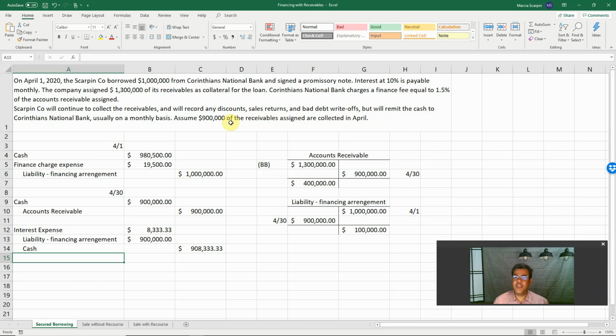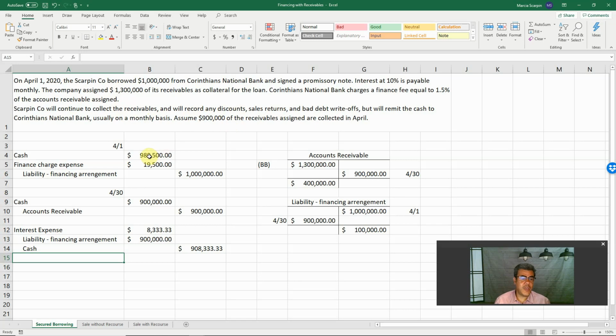And Corinthians National Bank charges a finance fee equal to 1.5% of the accounts receivable assigned. So 1.5% of the $1.3 million. And Skyping Corporation will continue to collect and will record any discount and so on. And we assume that 900,000 of the receivables assigned are collected in April.